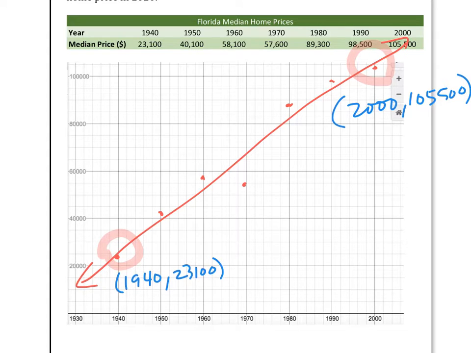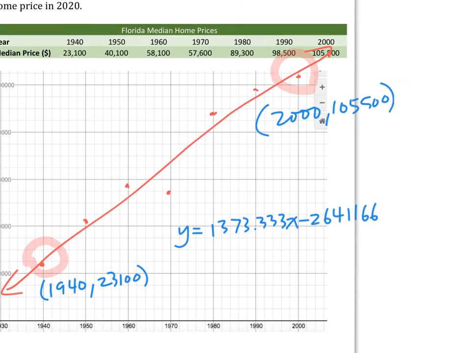Okay, so the trend line is y equals 1373.333x minus 2641166.667. Okay, so a lot of you looked at it and said, oh, that doesn't look right. That looks too big for my trend line to be correct. So I'm glad you're looking at it and then you're kind of thinking about it instead of just, oh, I got a number, that's it. Now let's talk about why that number is actually correct.